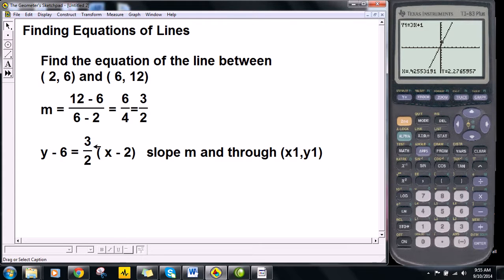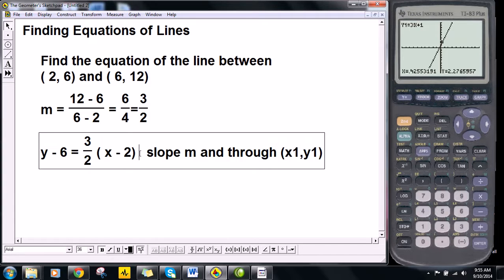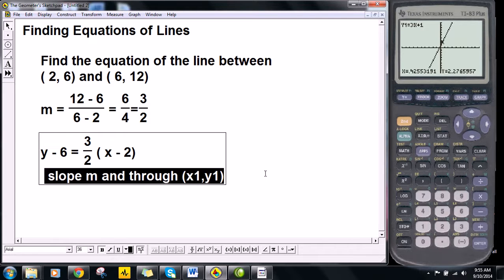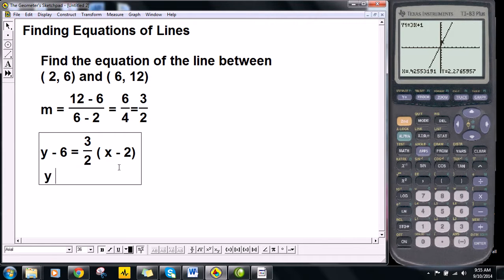And the way I'm going to clean it up, I'm going to distribute the 3/2, and I'll add the 6, isolating y, into slope-intercept form, because most kids like that look. So first I'm going to distribute the 3/2, so I still have y minus 6 on the left, and that becomes 3/2 x, minus, and then 3/2 times -2. What does that equal? Well, the 2's cancel out, it's like -2 over 1, and I just get minus 3. Fair enough?